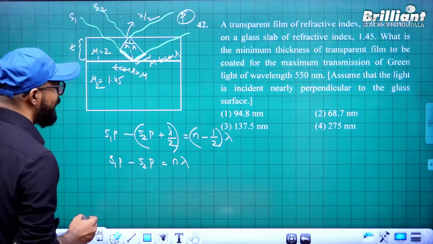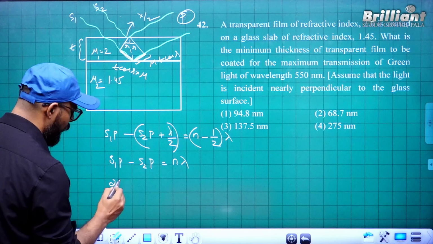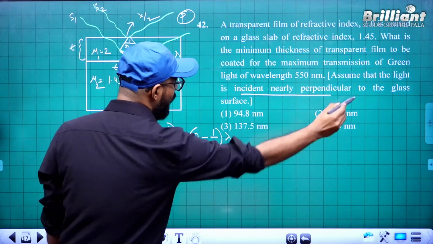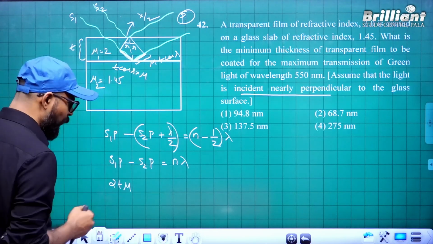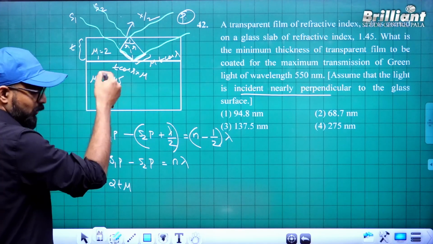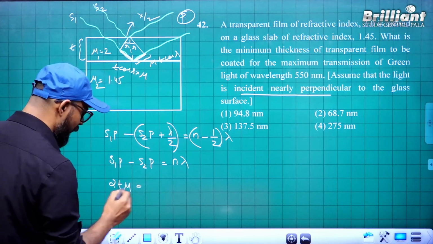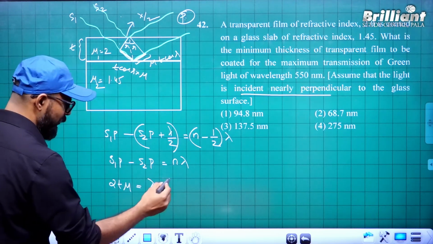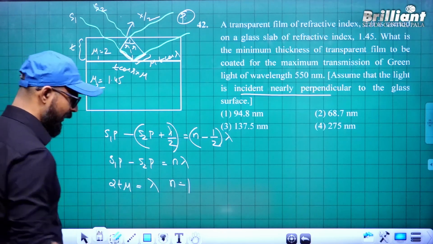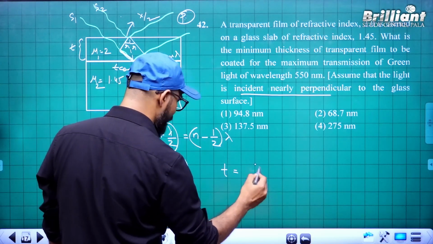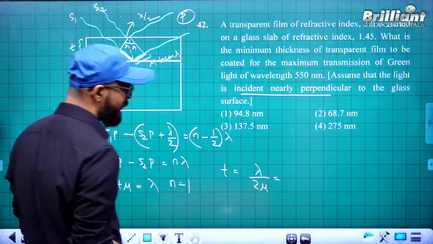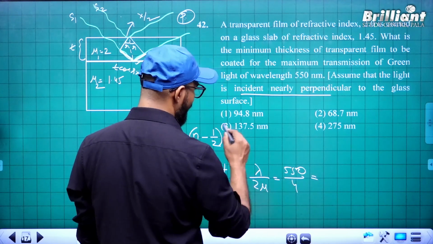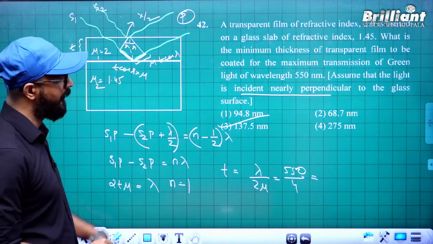Now S1P minus S2P, what is that extra path covered? 2 t mu cos r. Cos r, they have already said it is nearly perpendicular. That means the r value is very small. R is small, that means cos r is 1. So we get 2 t mu is equal to n lambda. We will take the first order, n equal to 1. So we get the thickness is equal to lambda by 2 mu, which is lambda by 4. And 550 divided by 4, if you divide, you will get the answer as option 3. Clear? That's it.